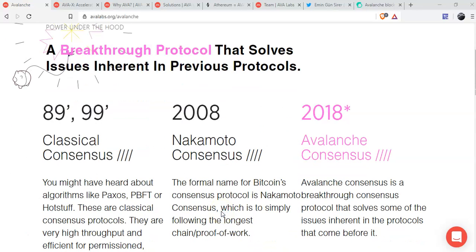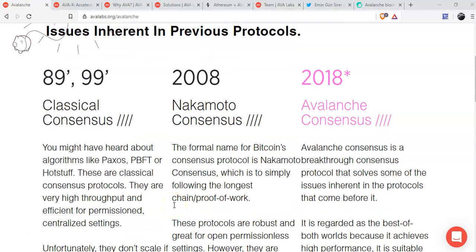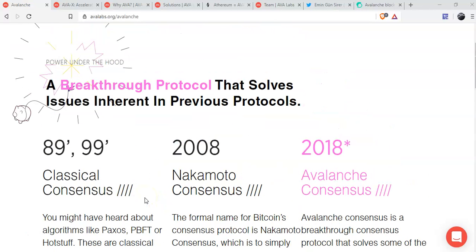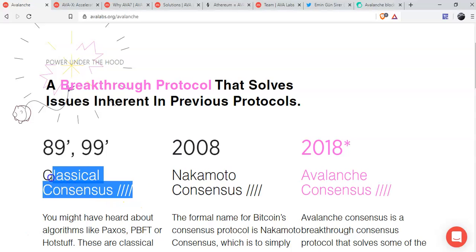It's not actually an invention, it's actually a platform that improved on the backs of others, of which we'll talk about some of the histories as we go on in this video. Now let's talk about the first breakthrough that came out. We'll talk about the likes of Leslie Lamport, bringing out classical consensus.